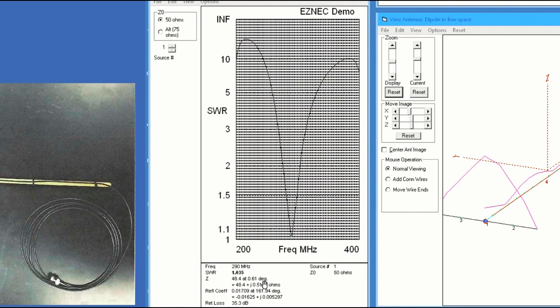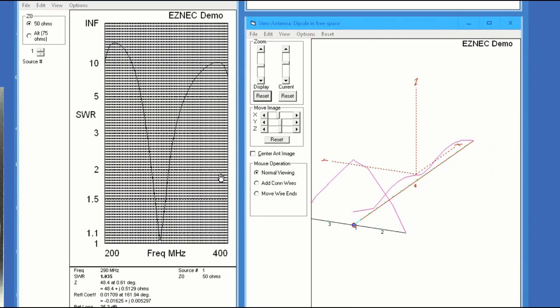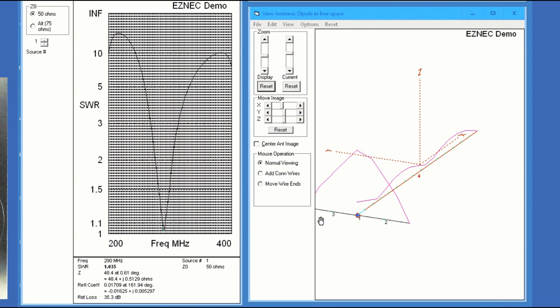How does it know that? Well, you'd have to study the method of moments algorithm. However, we have given some information on how it gets there. It figures out the currents in all of the elements of the antenna. And these red lines here are those currents. So this is kind of your cosine shape that we talked about before. This is representing the coax and currents flowing back on the outer shield of the coax.